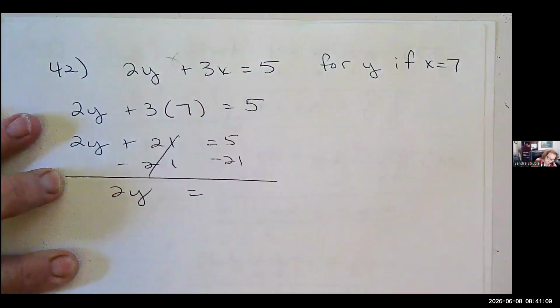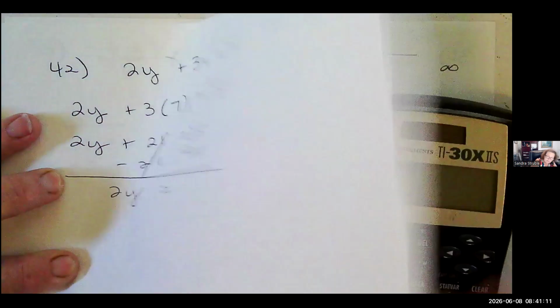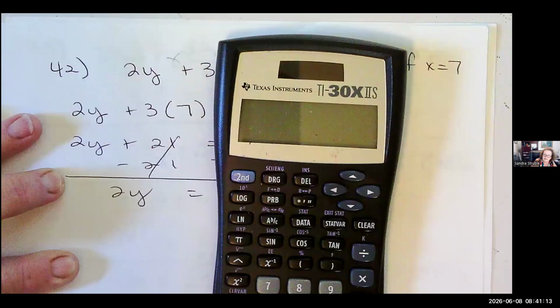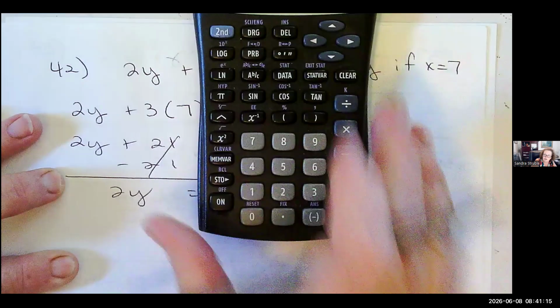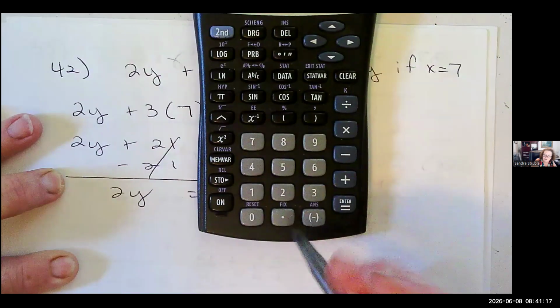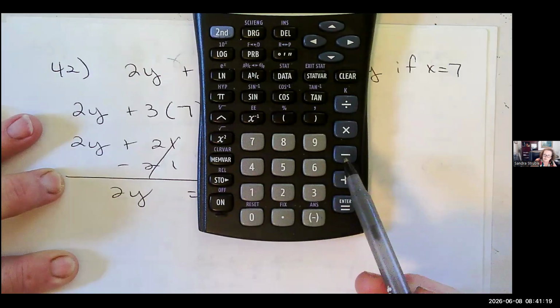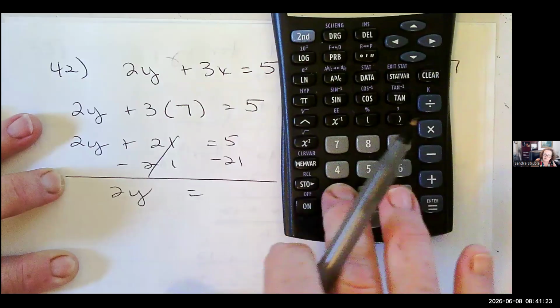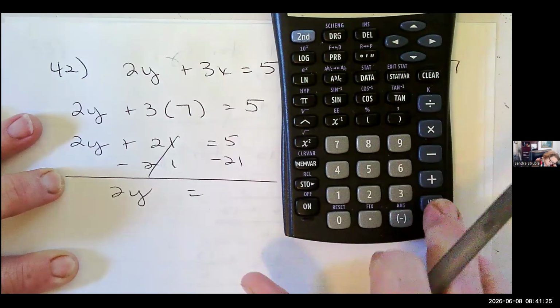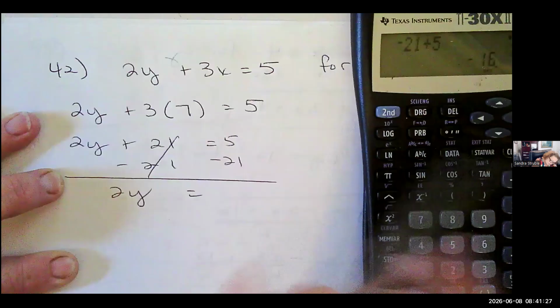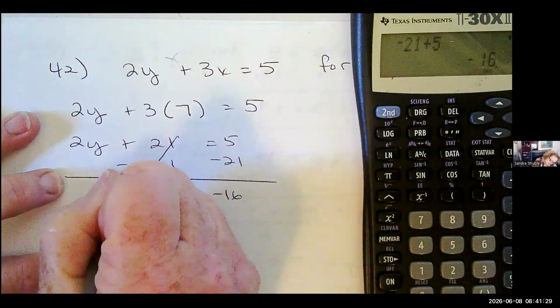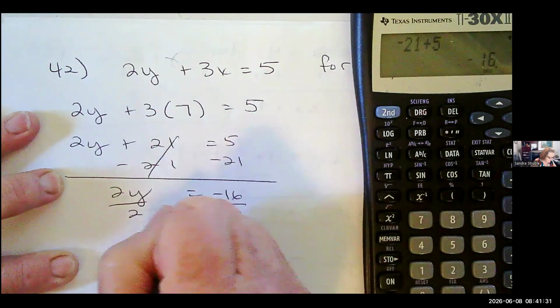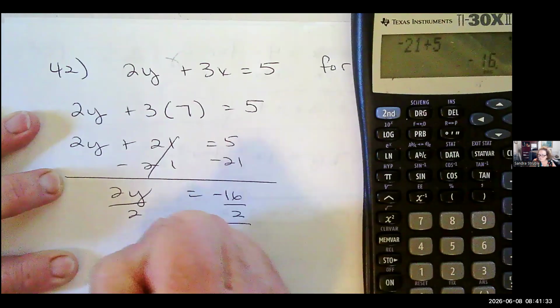If you use your calculator for negatives, let me give you a little tip here. This is the negative sign, and I've told you this before. Do not use the subtraction sign. This is your negative. So negative 21 plus 5, or 5 minus 21, is the same thing, negative 16. Divide both sides by 2, and y equals negative 8. That is your review. Again, let me know what questions you have.